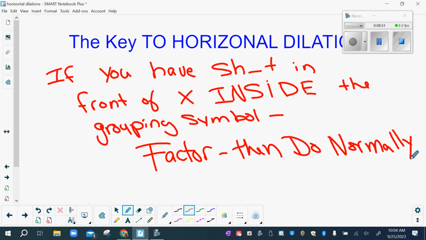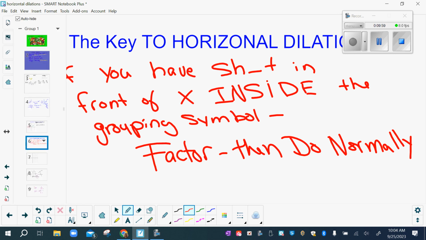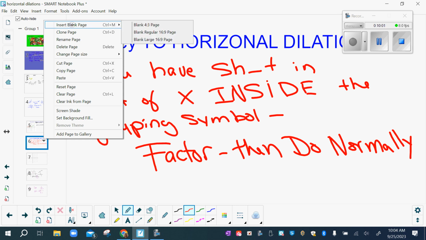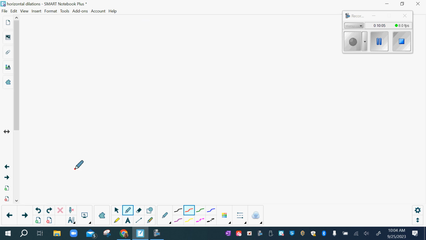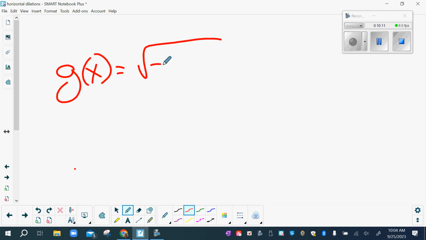What does that mean? And here's where we're going to go with this. I'm going to add a new screen real quick. We're going to go back to our original problem, and here's what the original problem was. g of x equals, is that right? Okay.